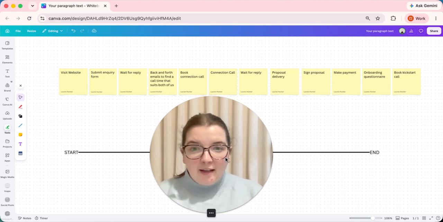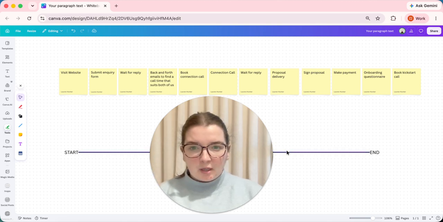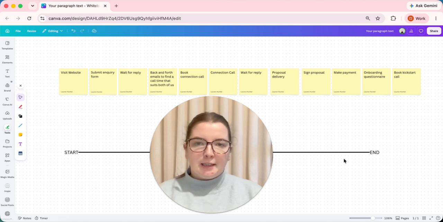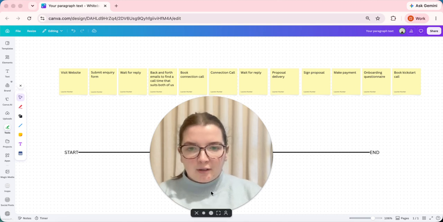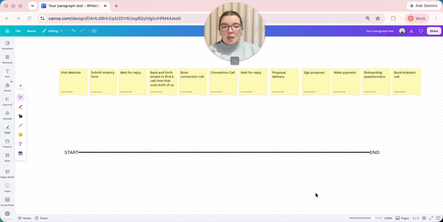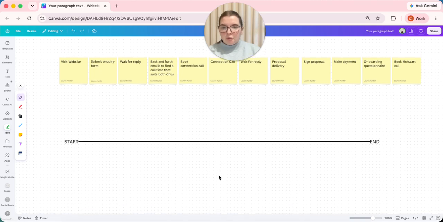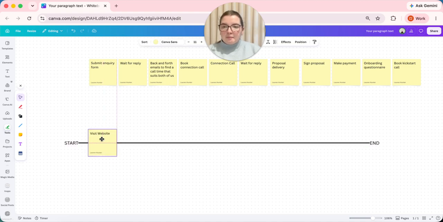Then the next step is to draw a line or put an imaginary line somewhere. You need to know where the line is though, and we're going to map out how positive or negative these touch points are. So if I move myself up here, make me a little bit smaller, and show you what we're going to do here. So, visit the website. This is probably a positive touch point.